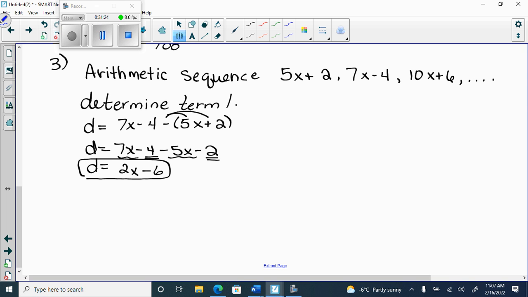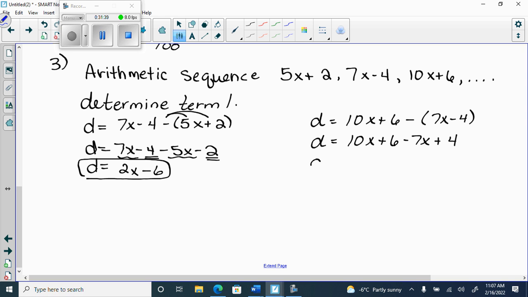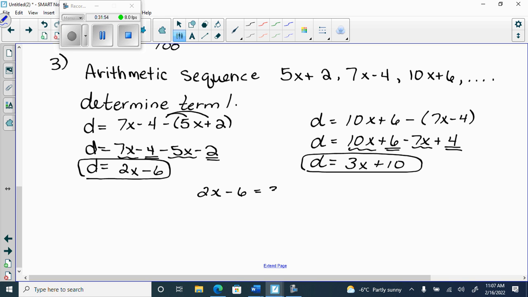Then here we have D equals 10x plus 6 minus 7x minus 4. So we get D equals 10x plus 6 minus 7x plus 4. D equals 10 minus 7, which is 3x. And then 6 plus 4, which is 10. And then I have them both equal to D, so I can set them equal to each other. So I go 2x minus 6 equals 3x plus 10.